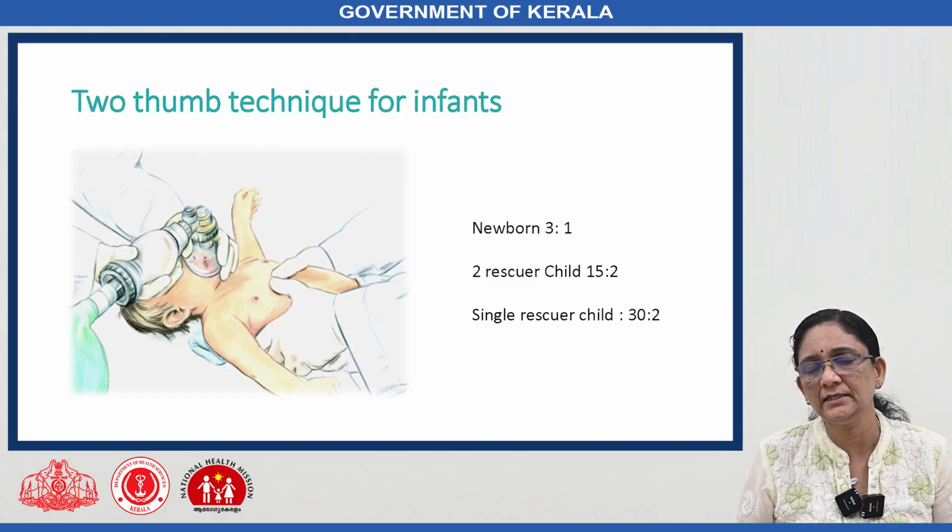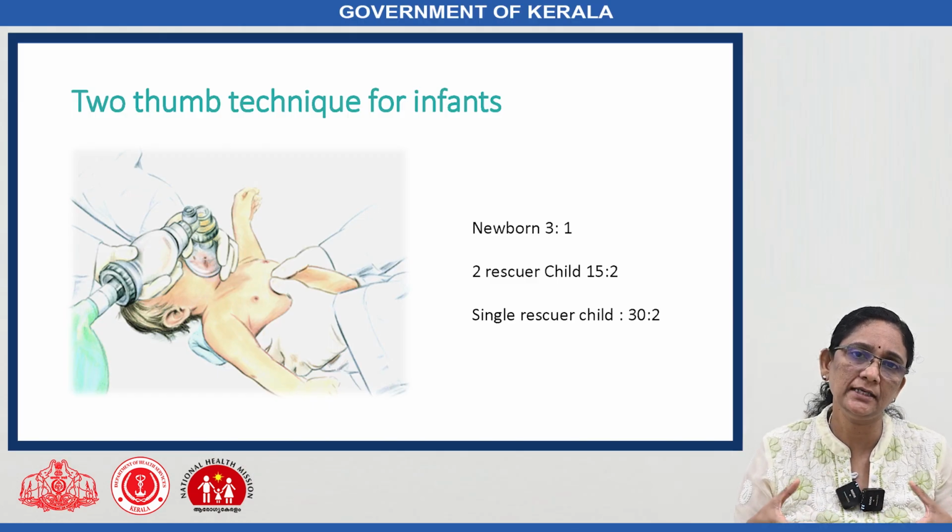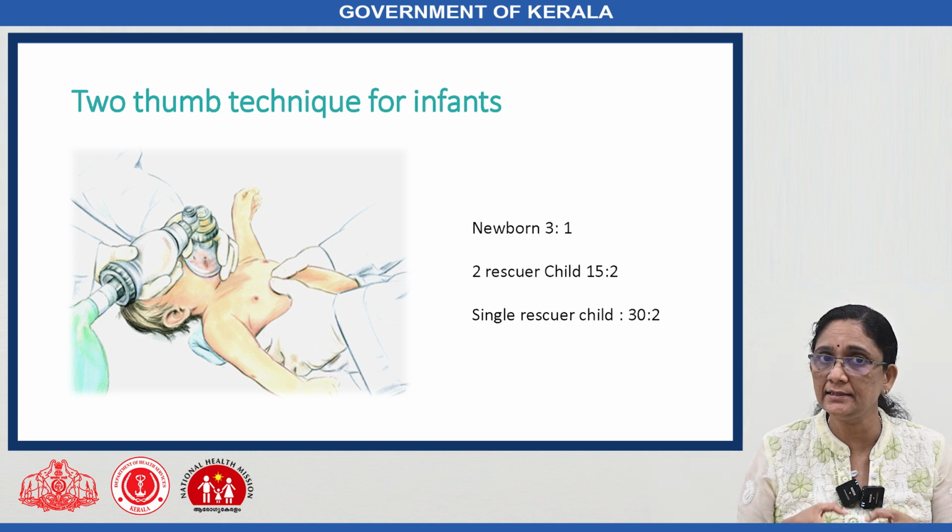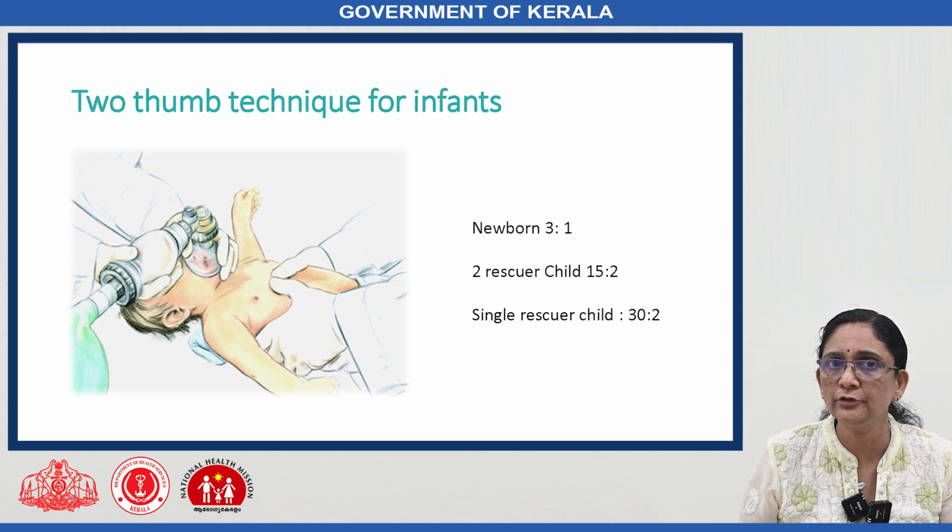Now, children come in various sizes. So how do you decide what is the depth of compression for a child? Roughly, it is one third the anteroposterior diameter, which basically means 4 centimeters in an infant and 5 centimeters in a child. For a young infant, in fact, you prefer the two-thumb technique where you encircle the baby in your hands and then give the cardiac compression. That would give you a better cardiac compression. For a smaller child, you can use a single hand, and for a bigger child, you can use both hands together, just like you do in an adult.